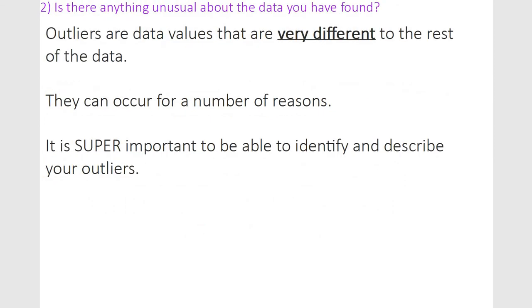All right, so anything unusual about the data, so that is in particular outliers. Okay, so outliers are something that's very different than the rest of the data. They can occur for a whole number of reasons. Okay, it's super important to be able to identify and describe your outliers. You always should do this. Okay, so make sure when we get there, you know what to do with outliers. Okay, always look for them.